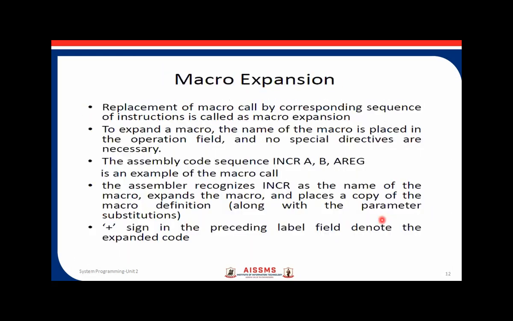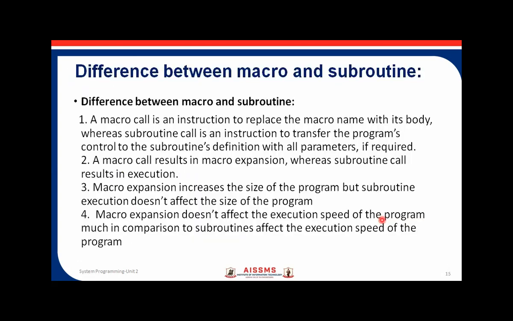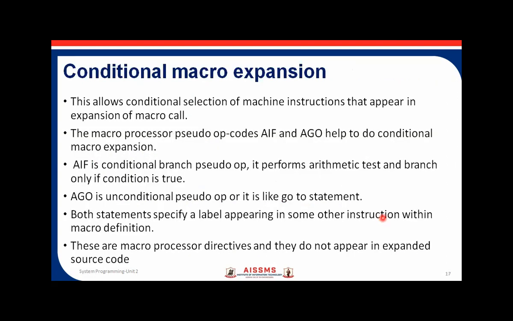Today we have studied what macro expansion is and the types of macro expansion. Today our focus is on conditional macro expansion. So what is conditional macro expansion? Conditional macro expansion allows the conditional selection of the macro instructions that appear in the expansion of a macro call. Means what? As in C, we use conditions like if-else, where you give a certain condition in the if, and if that condition is true, then the instructions in the if block are executed.